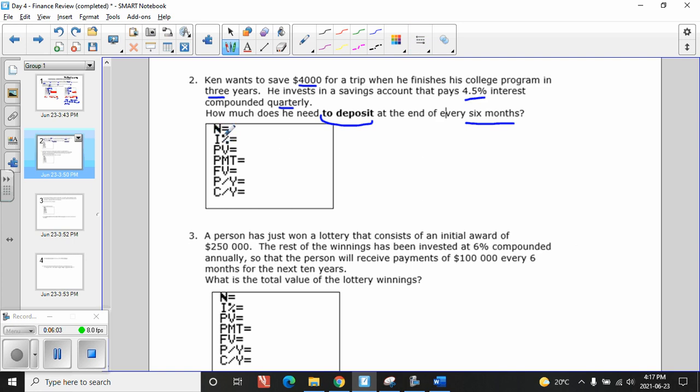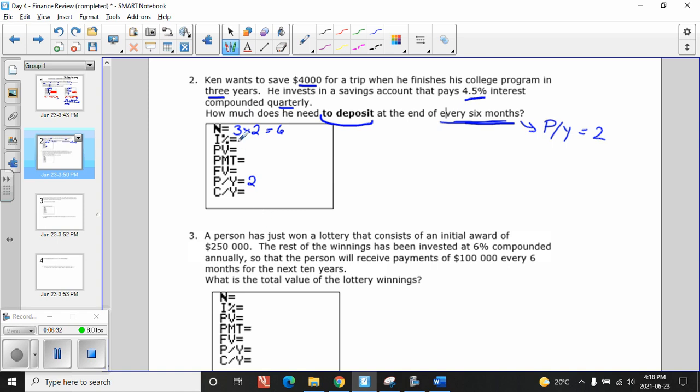All right, so how about top to bottom this time? For number of payments, N, he's saving for 3 years, making deposits every 6 months. So that'll happen twice per year for 3 years. So every 6 months means he's making 2 payments per year. So I can go fill that one in as well.